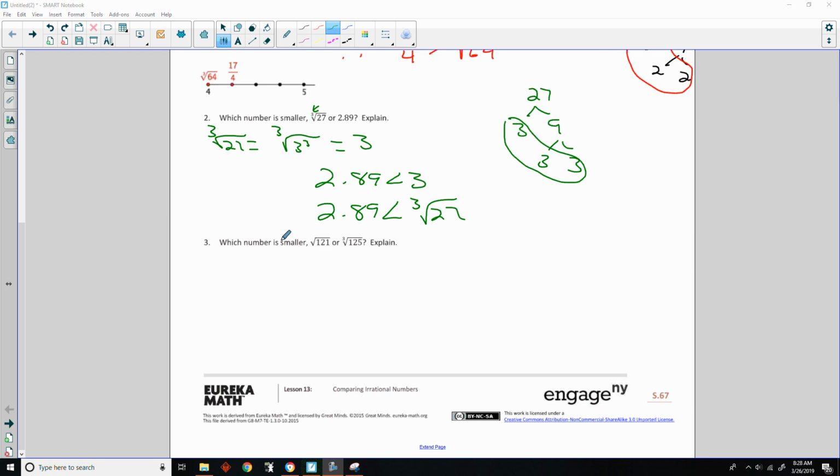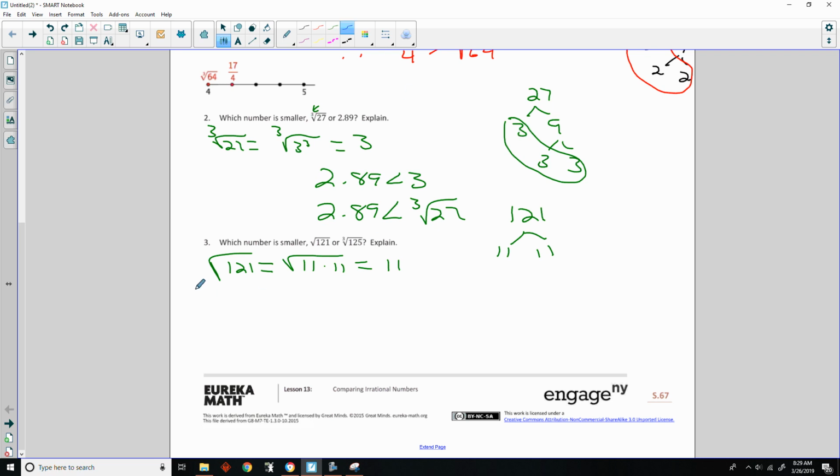Okay, number 3. Which number is smaller? The square root of 121 or the cube root of 125? So if I do a factor tree of 121, that is 11 times 11. And since it's a square, that would be assumed to be a 2. Your index isn't there, it's a 2. I need 2. So the square root of 121 equals the square root of 11 times 11, which is 11.